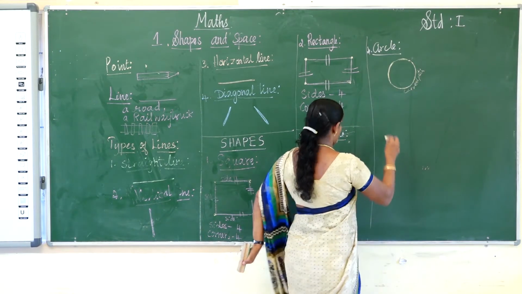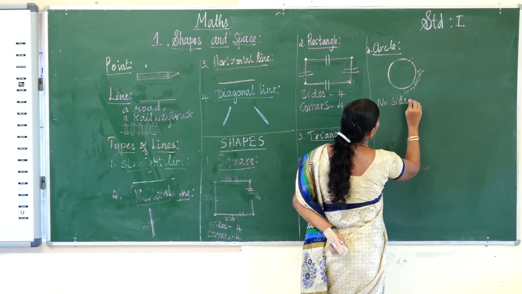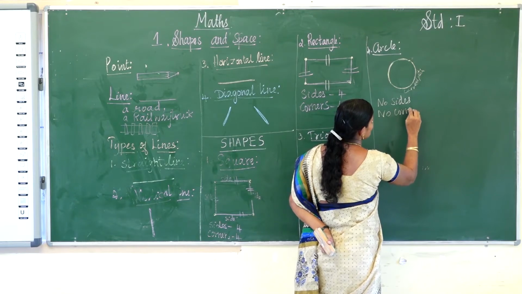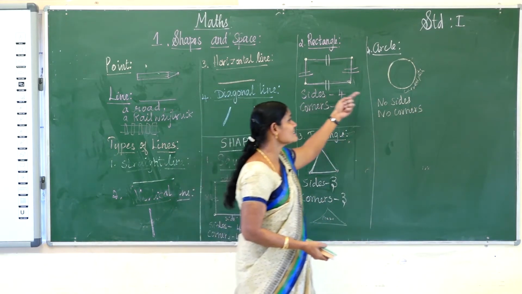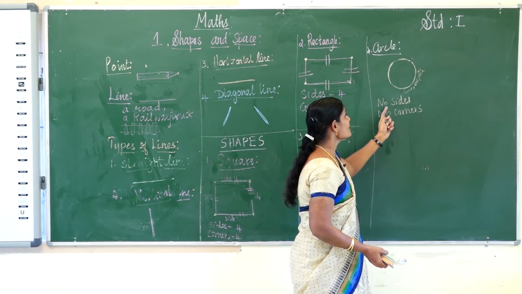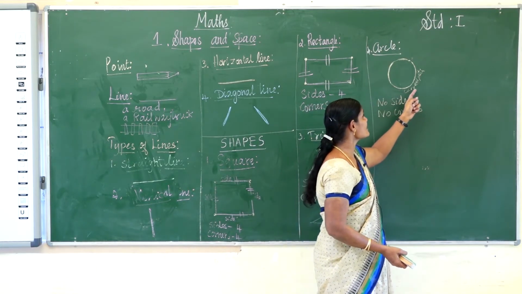So here no sides, no corners. Any corners are there? No. Here no sides and no corners. Are there any lines? No. No corners are there. So a circle has no sides and no corners. The circle has a curved path.